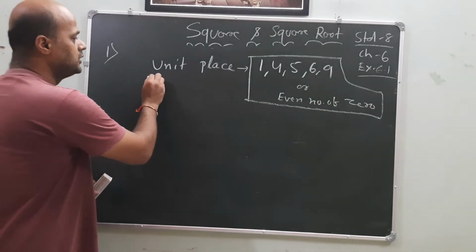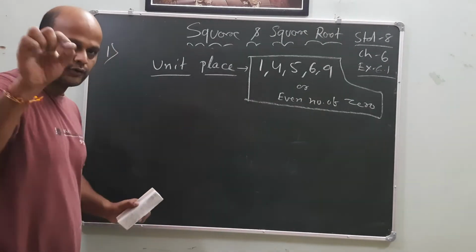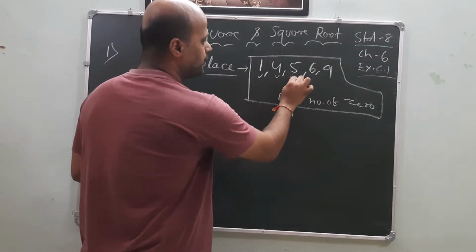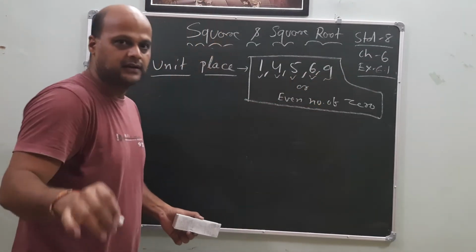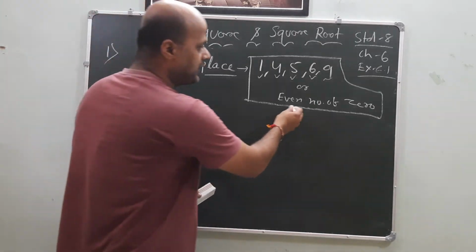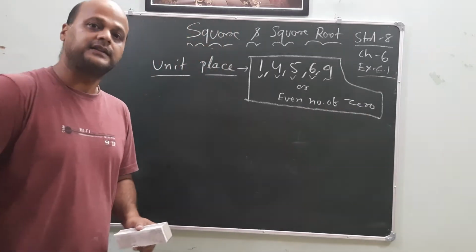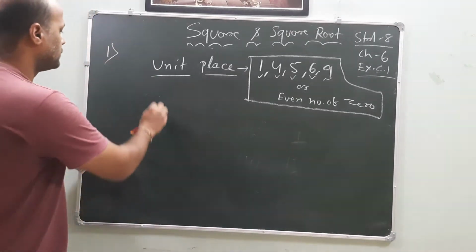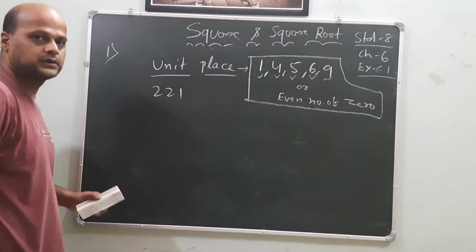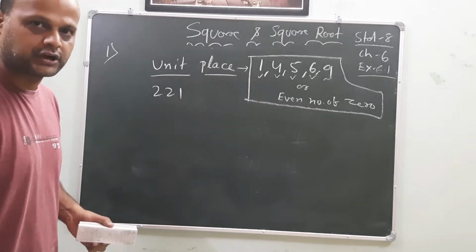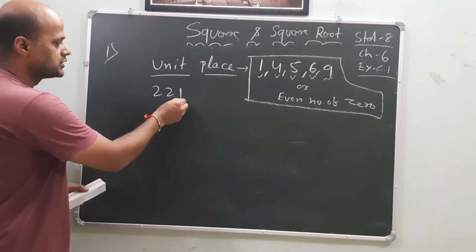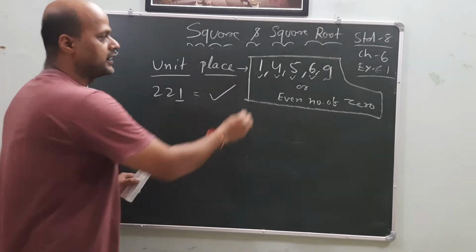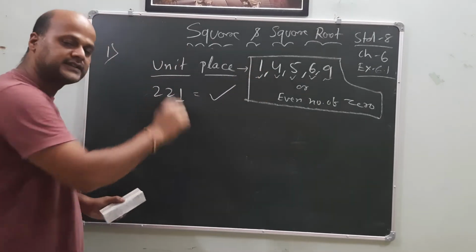So what is the rule? In the unit place of a particular number, if 1, 4, 5, 6, 9 are there, or an even number of zeros, then that particular number is a perfect square. Suppose an example, 221. In the unit place, which number is there? 1 is there. So I will say that this is a perfect square according to our rule.